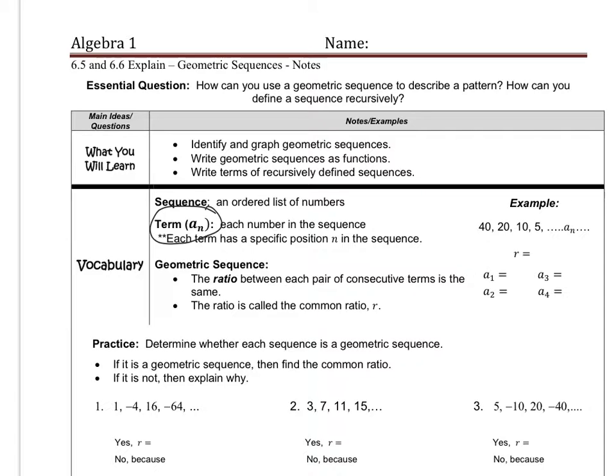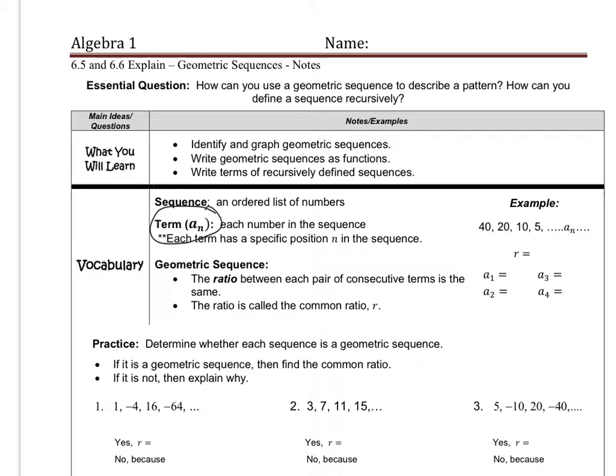So A sub 1 would be our first number in the sequence. A sub 2 would be our second number in the sequence, and so on. They use A sub n. Whatever number you put in for n is what number in the sequence you are. Okay, so everyone has a specific one.